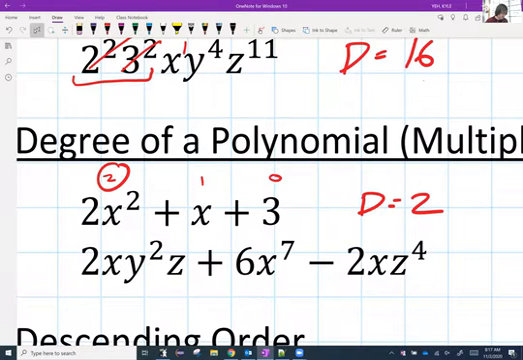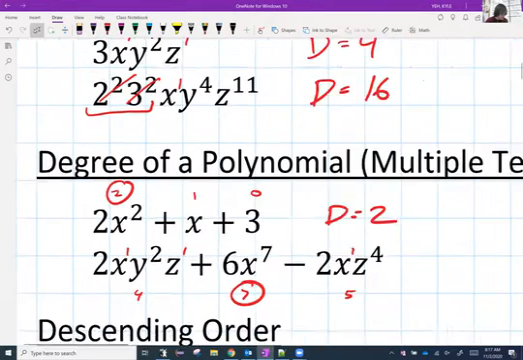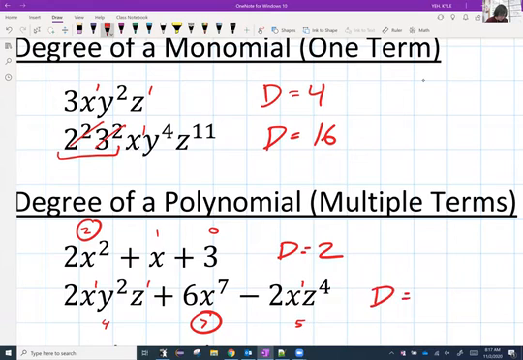Let's do that again down here. So the degree of this term is 4 because 1 plus 2 plus 1. The degree of this term is 7. The degree of this term is 5 because of that invisible 1. So the degree of this second polynomial overall is 7.